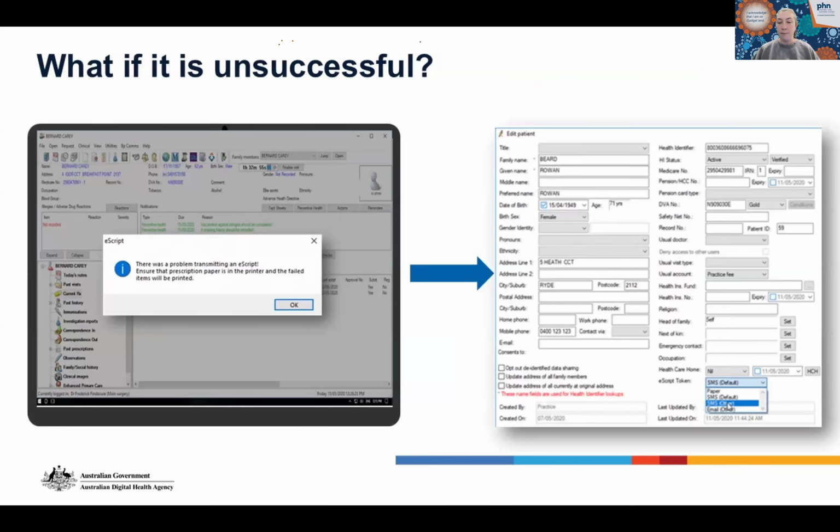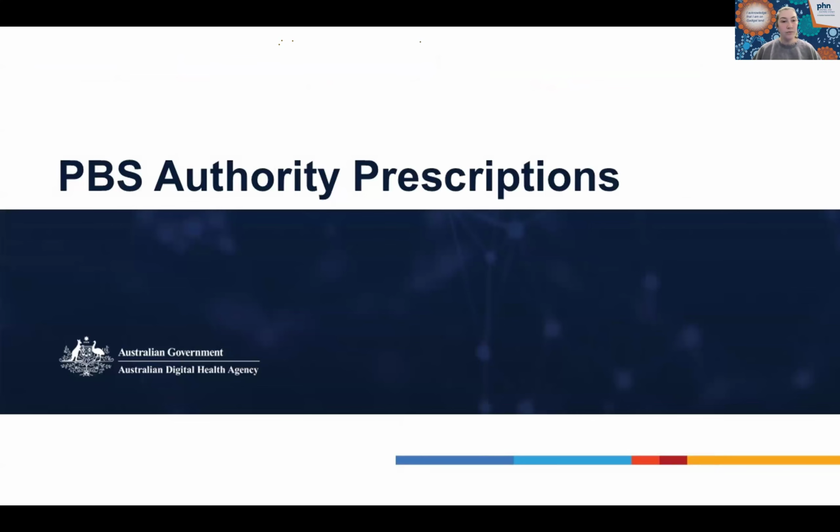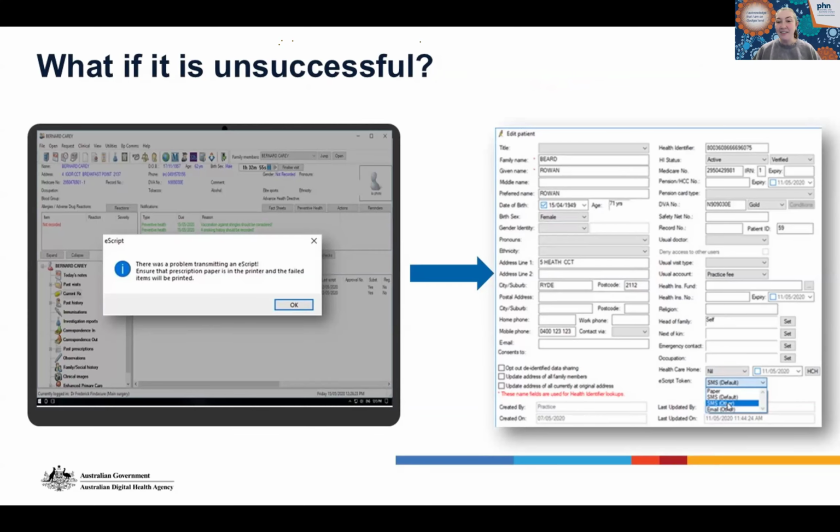If something goes wrong, if the SMS is unsuccessful, you'll get an error message appearing on your screen. It's best to check before ending the consultation that the token has been sent so that you don't have to follow up. And in the event of no error message, if a patient does not receive the token, it's best practice to check the patient's phone number and email address in the system to make sure that the token is being sent to the correct place.